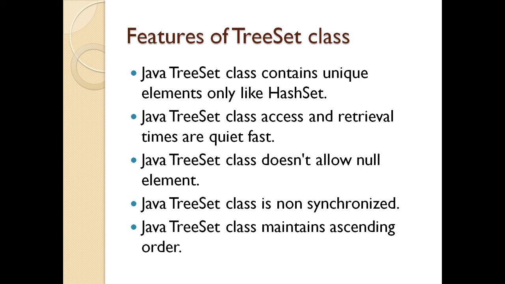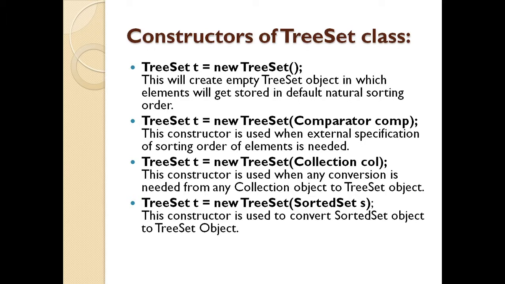Now let's see the constructors for tree set. First is the default constructor, which will create a natural sorting order. The second constructor I can create with the comparator comp. It is used when an external specification of the sorting order of elements is needed. I can even create a tree set with the constructor by passing the parameter collection c. So that means I can create a tree set from an already created collection. I can even create a tree set by the constructor SortedSet s. It is used to convert sorted set objects to a tree set object.